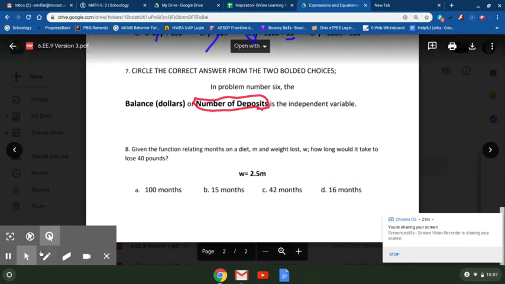The other thing you could do is use inverse operations. So M is being multiplied by 2.5, so I would divide by 2.5 on both sides. And so I would take 40 divided by 2.5. And I get the answer 16. So my final answer here is 16. Again, if you didn't follow that, just simply plug in each of your values and figure out which one will give you that 40 answer.